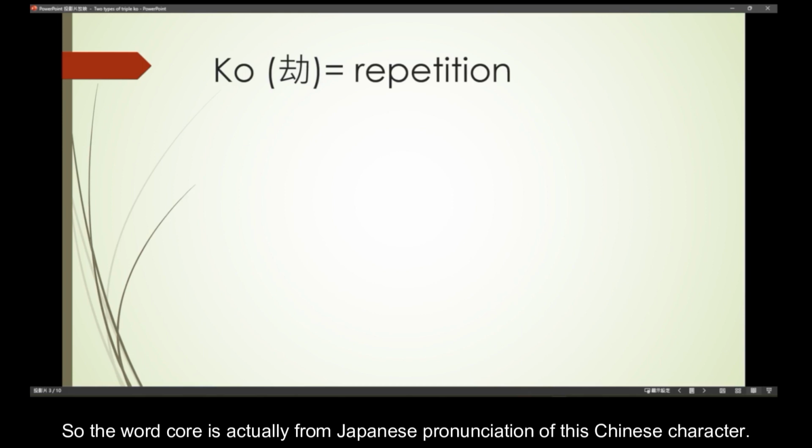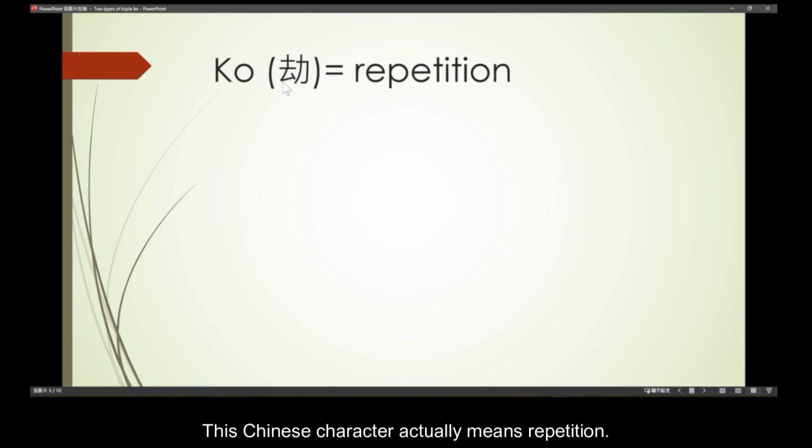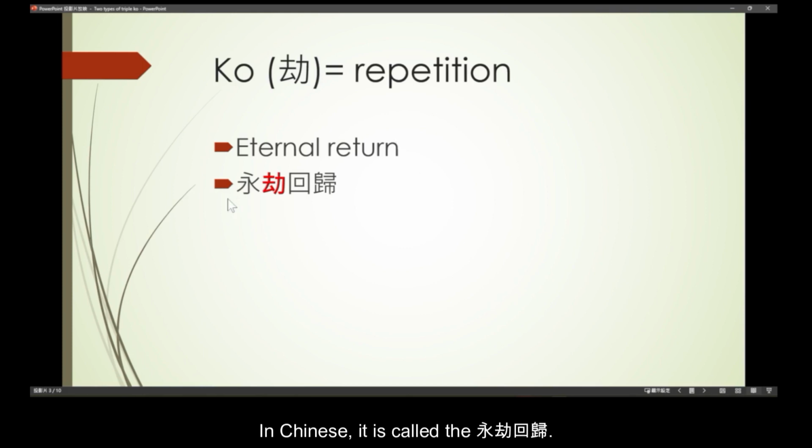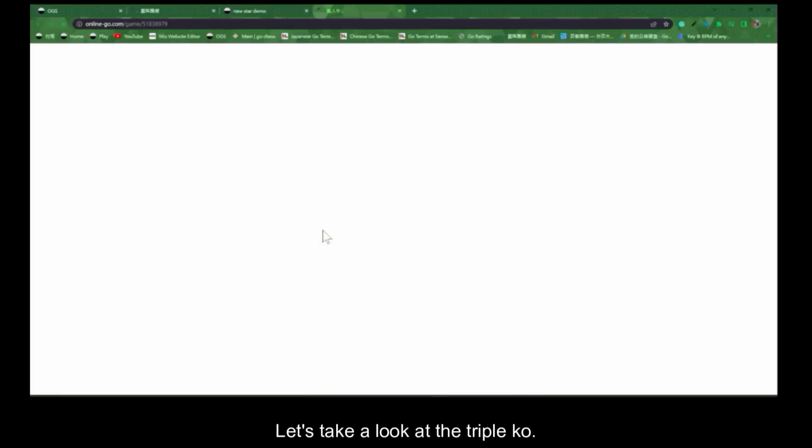The word core is actually from the Japanese pronunciation of this Chinese character. This Chinese character actually means repetition. For example, there is a term in philosophy called the eternal return. In Chinese, it's called 永劫回歸, and it's not important, but just see this word. This Chinese character means repetition. Core means repetition. Let's take a look at the triple core.